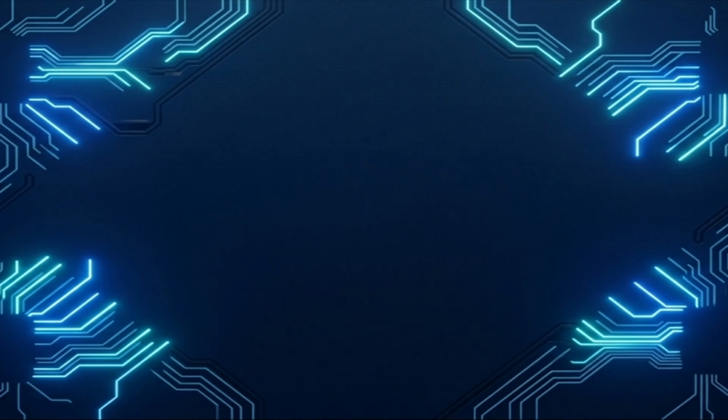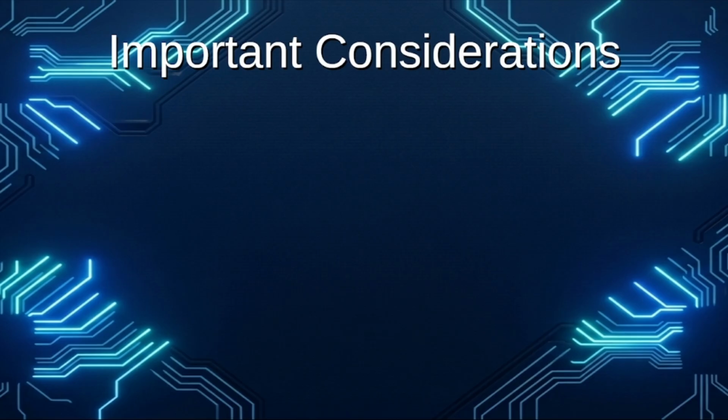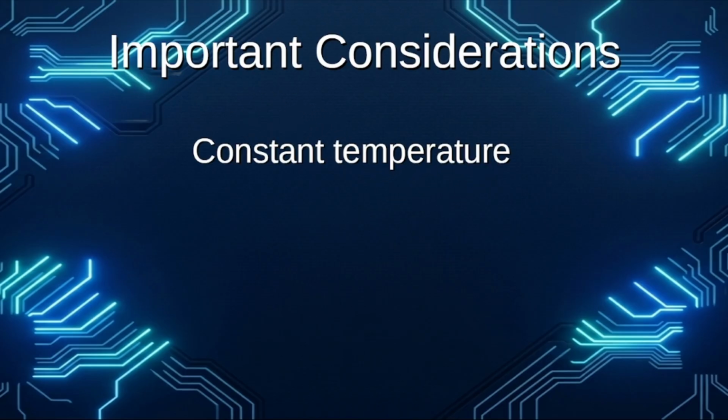Now let's see the limitations of Ohm's law. Before applying Ohm's law, it's important to understand its limitations. Constant temperature: Ohm's law is valid only when the temperature of the conductor remains constant. If the temperature changes significantly, the resistance may also change and Ohm's law may no longer provide accurate results.